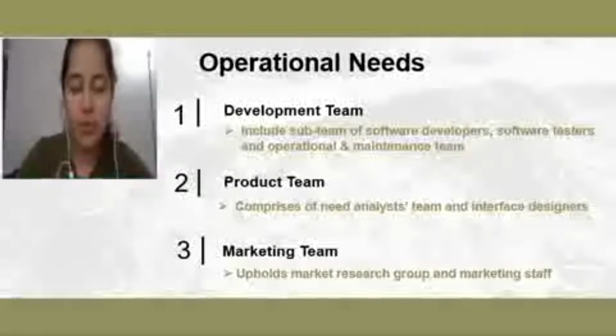There are 3 key operational needs: development team, product team, and marketing team. Development team includes software developers. They will work on continuous development, improvement, and maintenance of functions in the software.